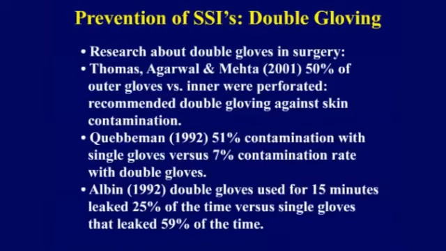Now, prevention of surgical site infections with double gloves has been documented in the literature, and it has become common practice for most surgeons to use double gloves now in most surgeries. A study by Thomas, Agarwal and Mehta in 2001 demonstrated that 50% of outer gloves versus the inner were perforated, therefore made it very clear that skin contamination can be totally decreased or obliterated if surgeons wear double gloves.